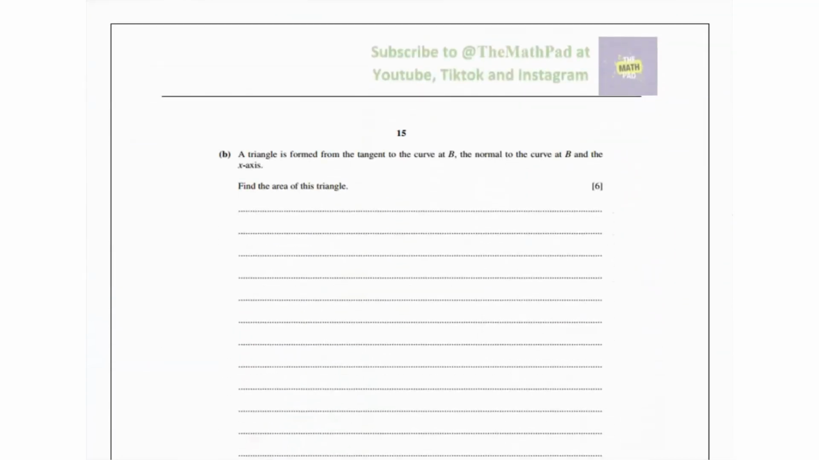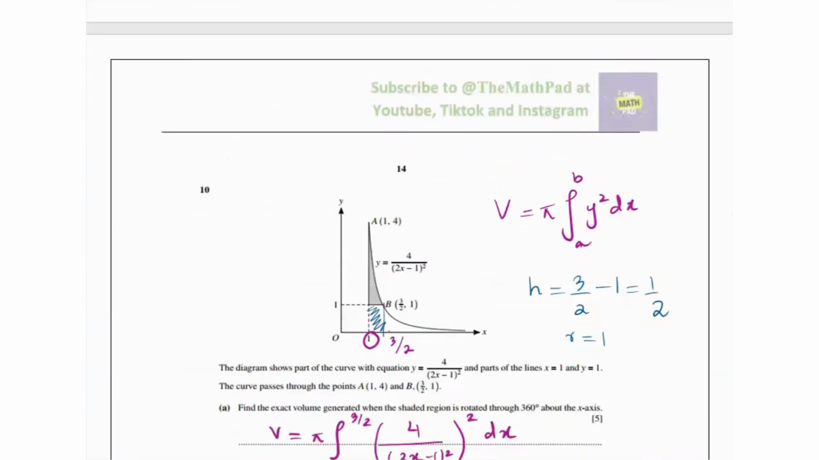And it says a triangle is formed from the tangent to the curve at P, the normal to the curve at B, and the x-axis. Find the area of this triangle. So this is point B. Tangent at the curve at point B, normal at point B, and the x-axis. So this is the triangle. You have to find the area of this triangle.